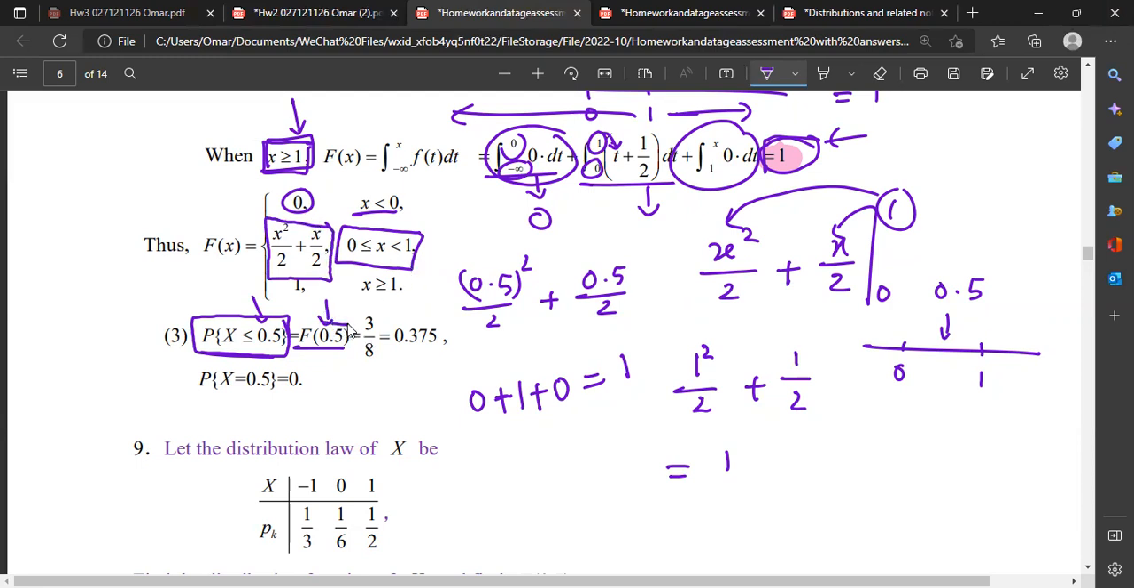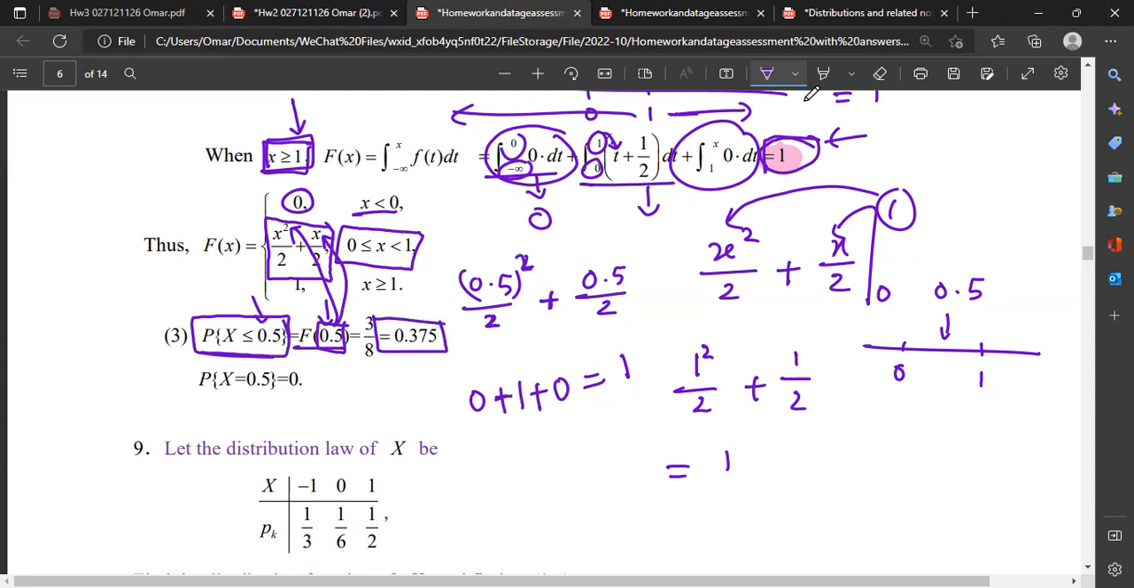So the value is 0.5. So we substitute the value in x, okay? So x squared, that means 0.5 squared, then divided by 2 and plus x by 2. So here x is 0.5. So 0.5 by 2. The final answer is 0.0375.